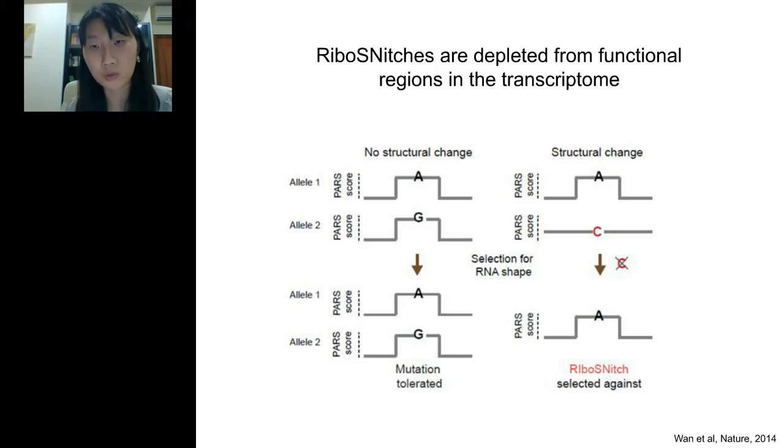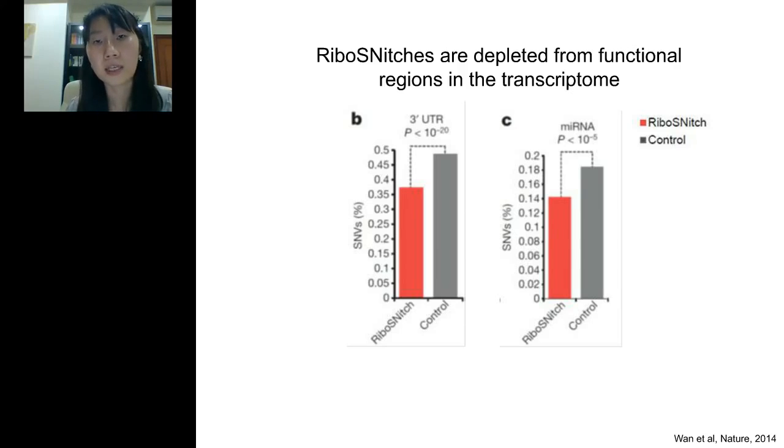However, if there is a base change and there's a structural change, and the structural change occurs in a functionally important region, then it's likely to be depleted because the cell really wants to get rid of these structure-changing mutants. And what we notice is that these RiboSNitches are actually depleted from functional regions in the transcriptome, meaning that when they are in microRNA binding sites or in 3' UTRs, these structure-changing variants are depleted. So the cells do not like to have them in these functional regions because presumably the maintenance of RNA structure in these functional regions is important. And when they are disrupted, it affects the cell's ability to survive.